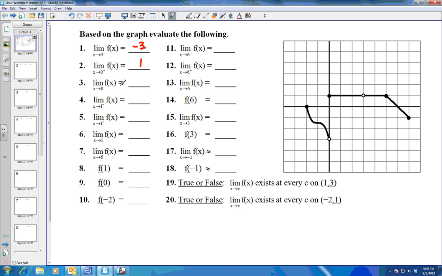So this is asking for the total limit. So if the limit from the left does not equal the limit from the right, then the total limit is not going to exist.